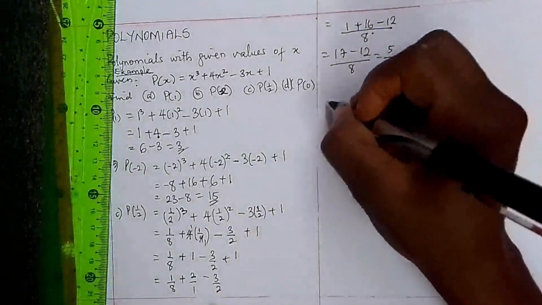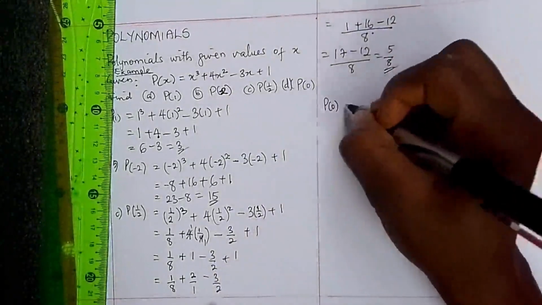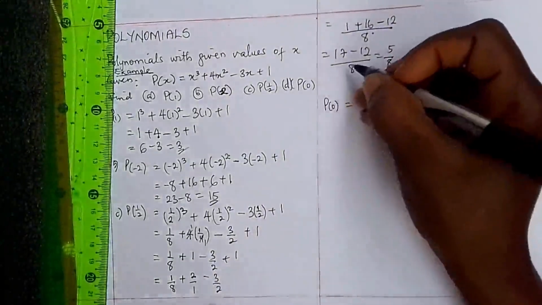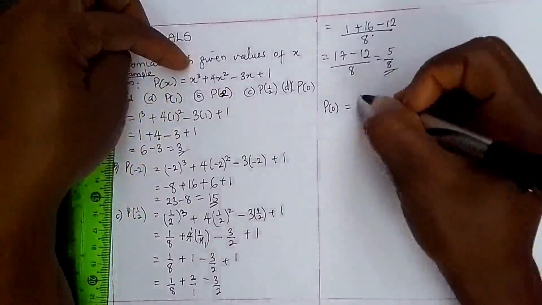Then the last one is P of 0. So anywhere we see our x, we put 0.